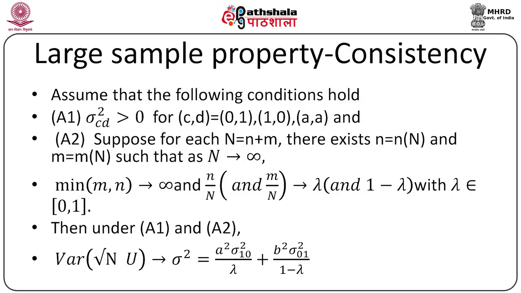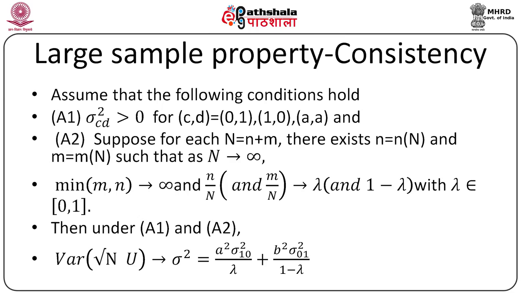Now, consider large sample properties of U, that is consistency. However, we provide only assumptions and the results but skip the details. Let U be the U statistic corresponding to a symmetric kernel of degree (a, b). Denote the total sample size by capital N equal to small m plus small n. Assume A1: sigma square CD greater than 0 for CD equal to (0,1), (1,0) and (a,b).